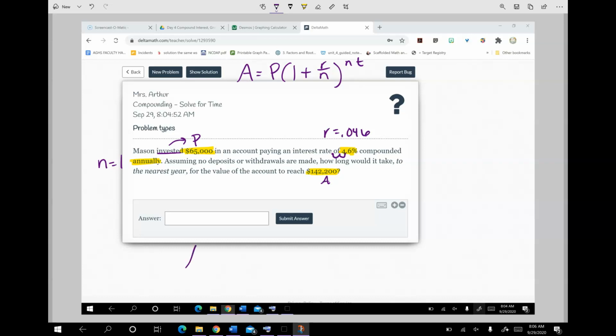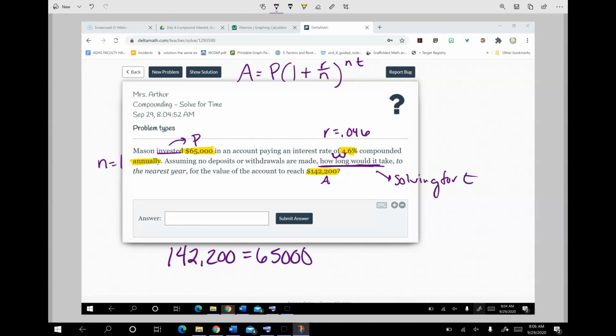So I'm going to write my equation out. A, so I actually have something to plug into A this time, equals my P, which is 65,000. So who am I missing? I'm missing T. It's saying how long would it take. When it asks you how long, that means you're solving for T.